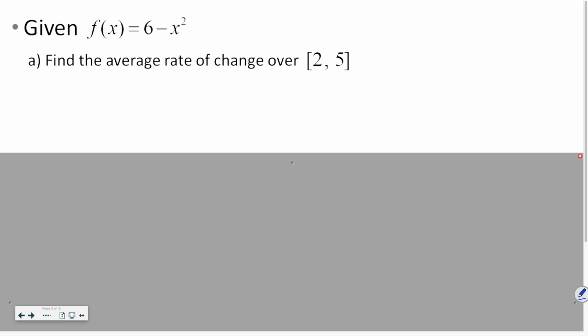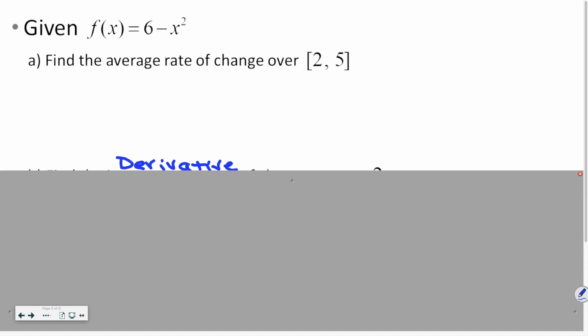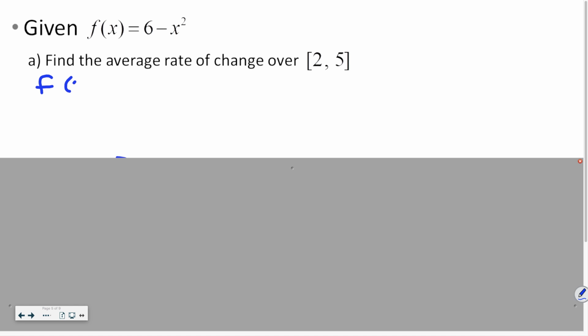So if we're gonna find slope, what do we need? Okay. If we're gonna find the slope between 2 points, we don't actually need the derivative. So instantaneous rate of change, this is when you're going to do the derivative. Okay? Average rate of change, we're actually going to find the y values. So f of 2, 6 minus 4 is 2. f of 5, 6 minus 25 would be negative 19.